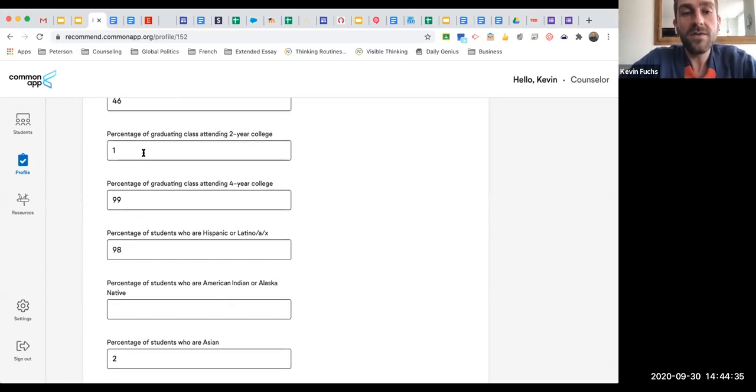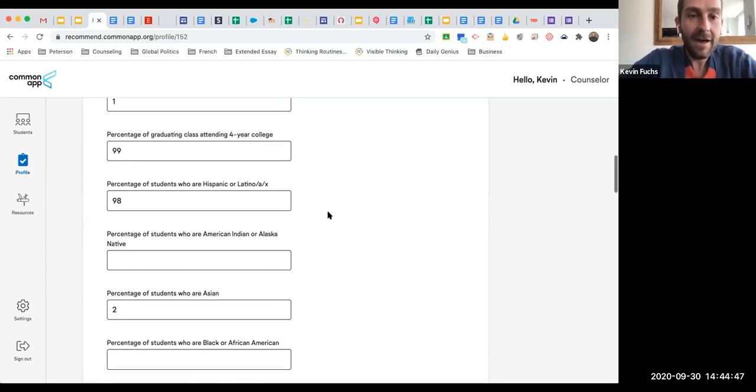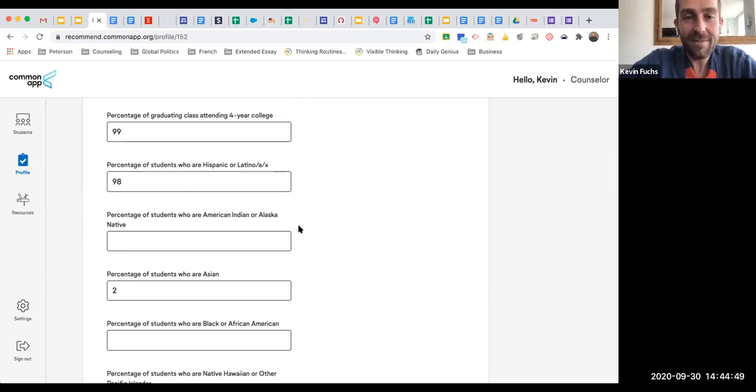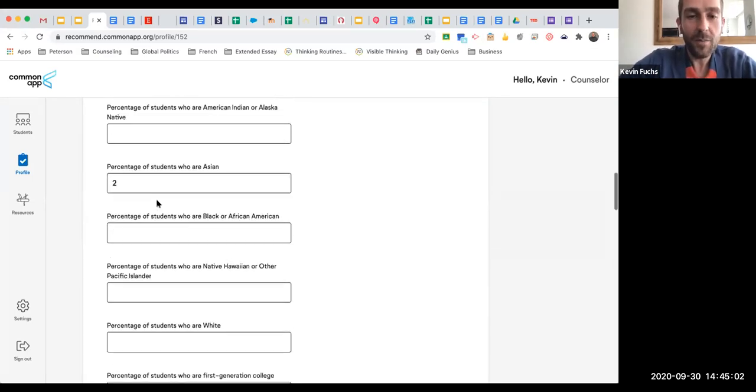So if students go to only do an associate degree in the United States, you can count those students. And then you add the percentage of graduating class attending 4-year college. So afterwards going abroad, so 99. Percentage of students who are Hispanic or Latino, like Latinx. So in my case, I put 98% because we have one student who's from Asia. So that student is the percentage of students who are Asian. If you don't have any students, you just leave it open.